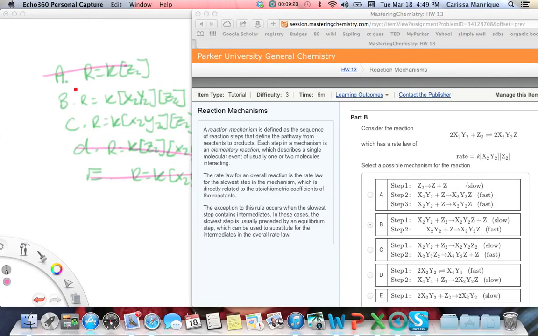Alright, so we know we need to look at B and C. We can look at C first, or we can look at B, it doesn't matter. Let's look at when we cancel everything out, will it equal this overall reaction that we're trying to get? Okay, so let's do that. Is there an X2, Y2 on the product side? I don't see one. There's an X2, Y2 on the reactant side. So when you add this together, X2, Y2, you should get 2X2, Y2.